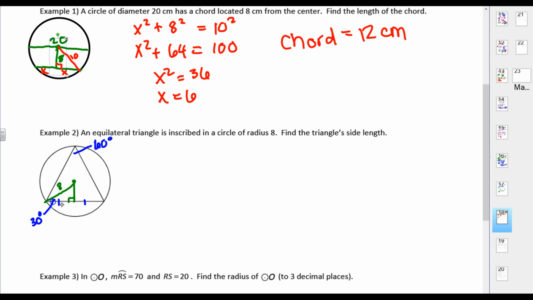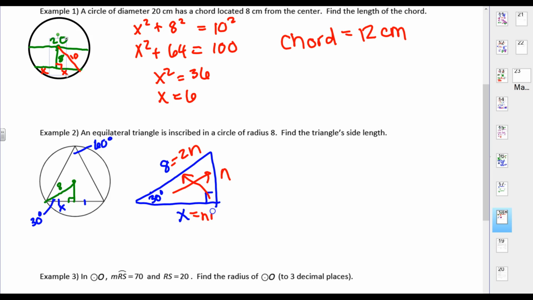I want to find this side over here. I'm going to call this x, and I'm going to redraw this triangle a little bit larger so we can see it better. This is 30 degrees. This is 8. This is 90. I want to find this side. Because this is a 30-degree angle, we can use our special right triangle laws to solve this. Across from 30 is your n, across from 90 is your 2n, which means this is n root 3 across from the 60.